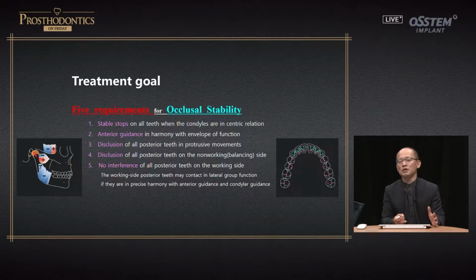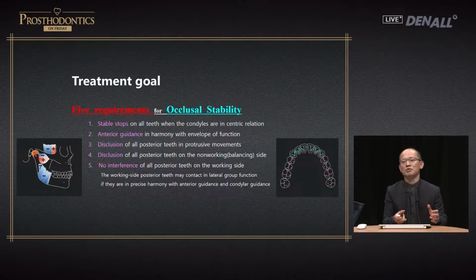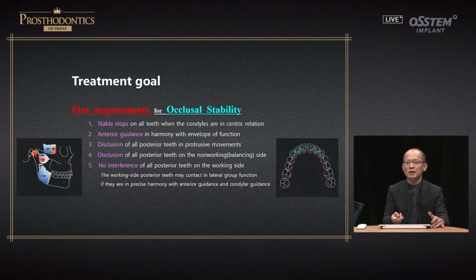So these are the 5 things you need to be mindful of. What is most important is that an overall stable stop is needed. What I always emphasize is the MI position. So the stable stop on all teeth when the condyles are in centric relation is very important. The stable stop is not at a different timing on both sides. It needs to go with the MI, and you also need a lot of harmony in disclusion, so that there is no interference.